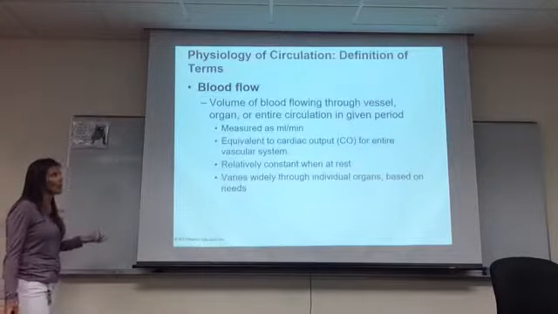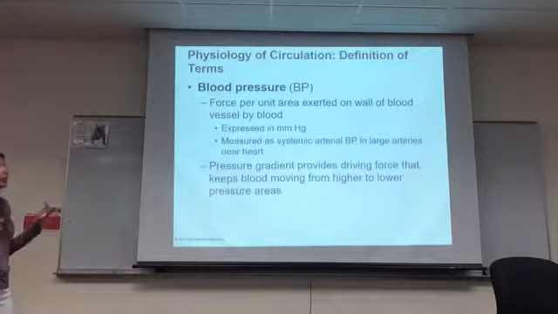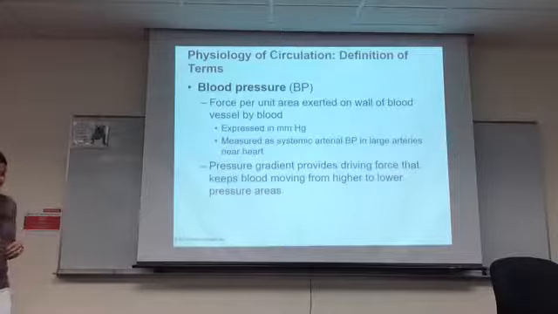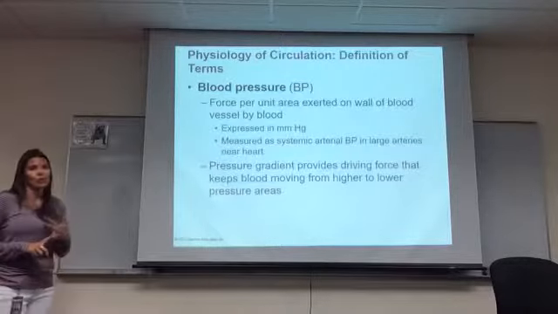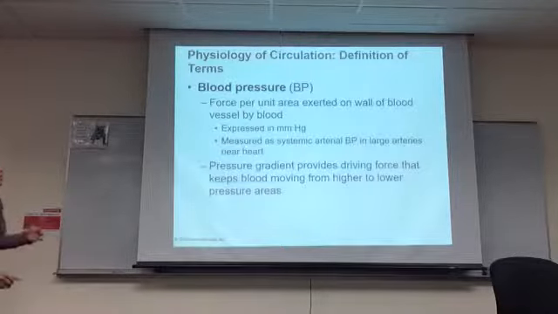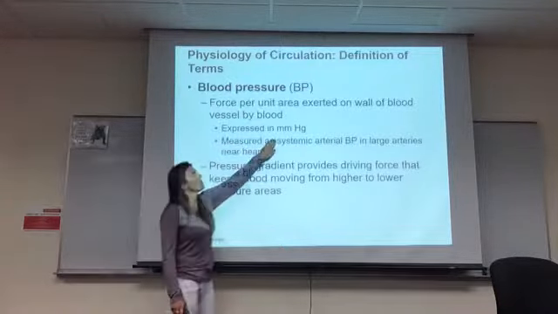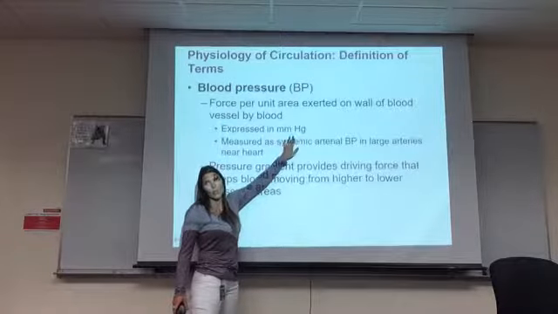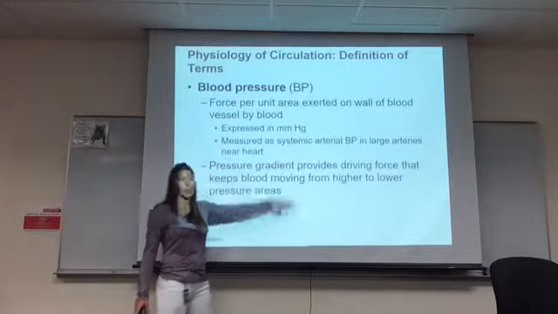Okay? It just depends on what you're doing and what your needs are at that time. So blood flow is the movement of blood through your vessels or through your body, measured in milliliters per minute. Blood pressure is the force that moves that blood through your heart and vessels. It's expressed in millimeters of mercury. So mmHg is millimeters of mercury.